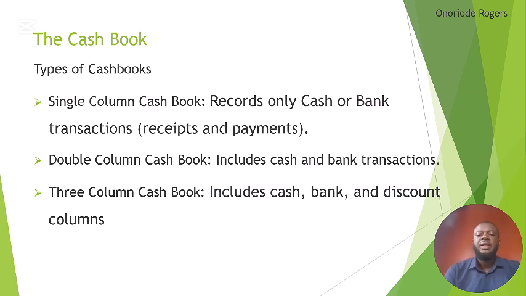Let me use layman language to explain discount received. Discount received is when you buy from a supplier, and after buying, we want to pay the supplier back. And the supplier said, okay, if you can pay me before the end of so and so period, I'll give you a discount of so and so amount. That is a discount received.